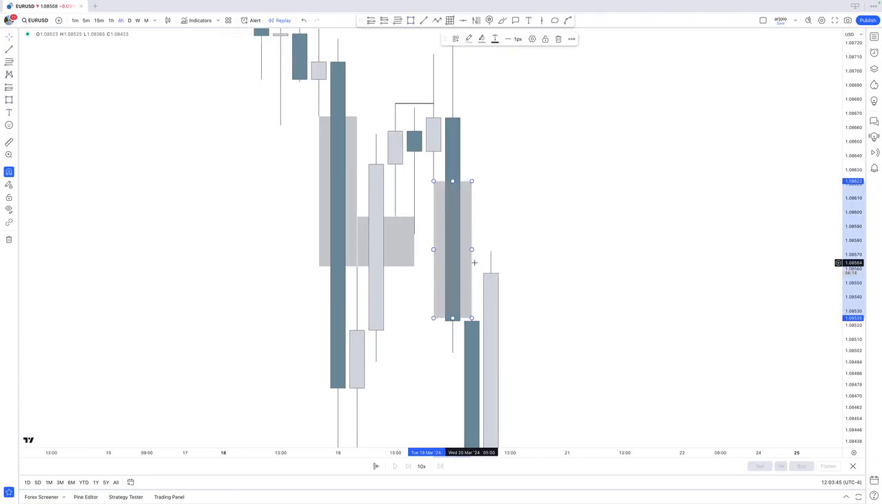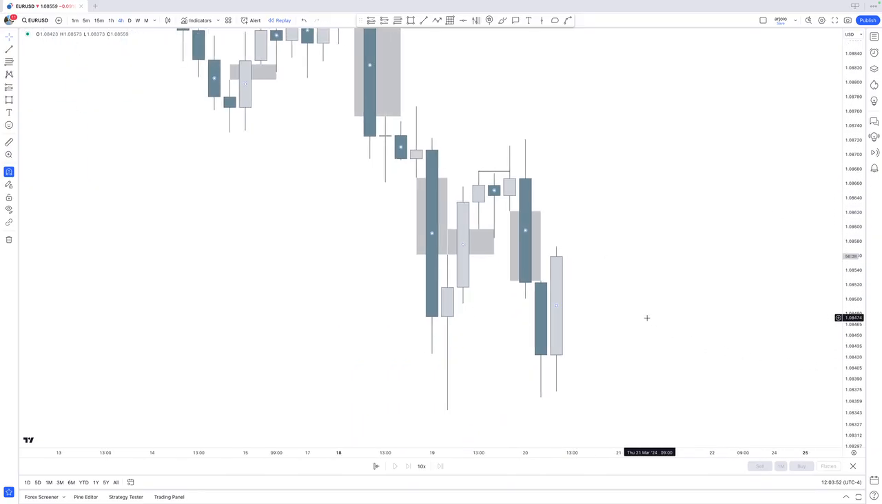Perfect. What can we potentially continue lower off of? This 4 hour fair value gap lower. And if we do not do that, then what do we have? Seek and destroy conditions.